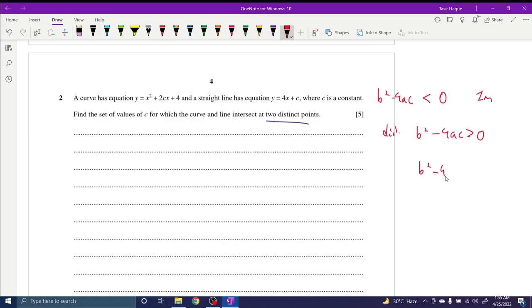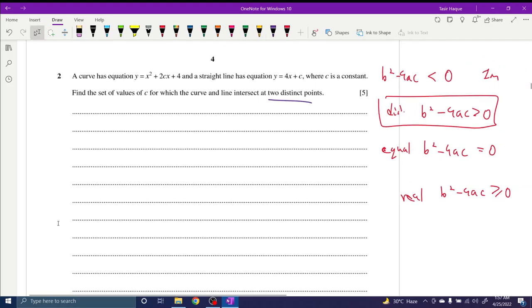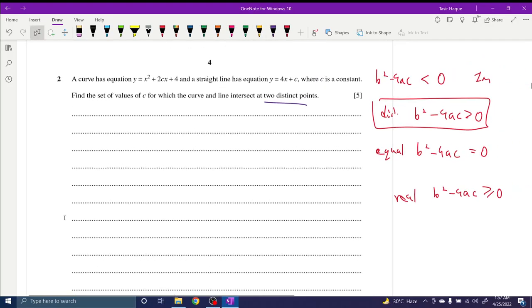If they say equal roots, that means b squared minus 4ac equals 0. And if they say just real, then b squared minus 4ac is greater than or equal to 0. Okay, right now we write the equations first. y is equal to x squared plus 2cx plus 4, and y is equal to 4x plus c.